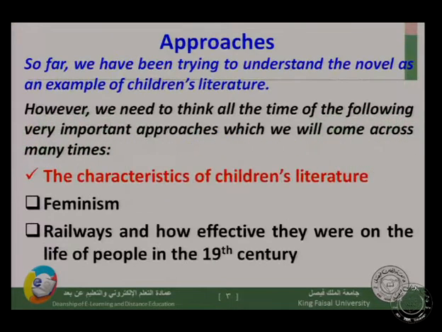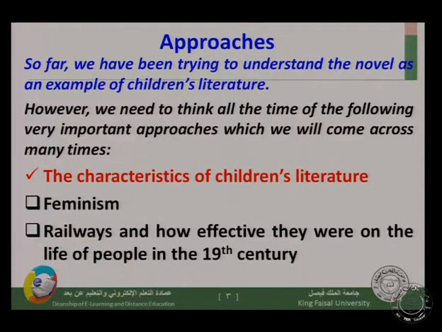In lecture 8, as I'm saying here, this is the title, Approaches. We have been trying to understand the novel as an example of children's literature. We talked about the characteristics. However, we need to think all the time of the following very important issues, which we will come across many times. They are 3 major things. The one in red color has already been tackled. We talked about it. It is the characteristics of children's literature, already done.